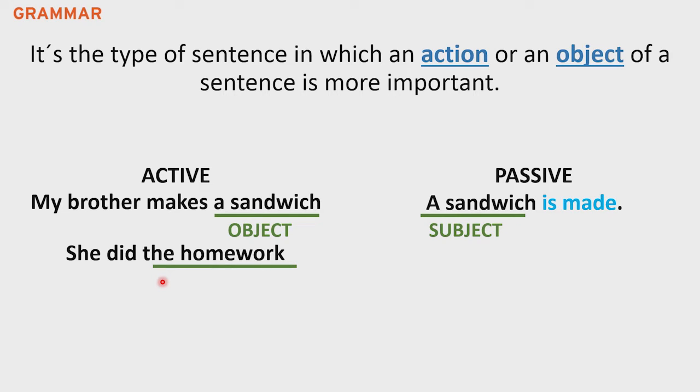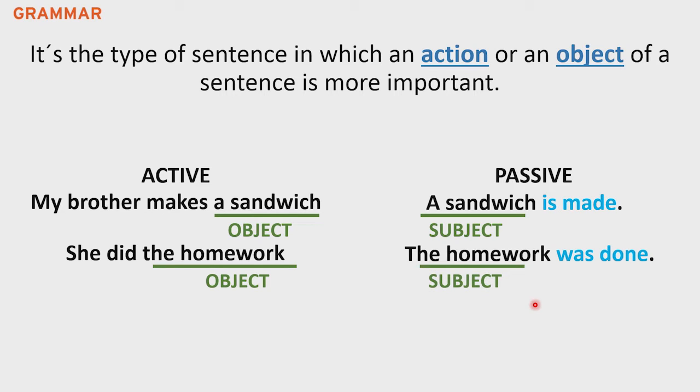The homework. That's right. If we want to say this same sentence in passive, we could say the homework was done. And now the object is the subject. Now, as you can see here in passive, we have this structure. We have the object, that is now the subject. Then we have the verb be and the past participle of the verb.